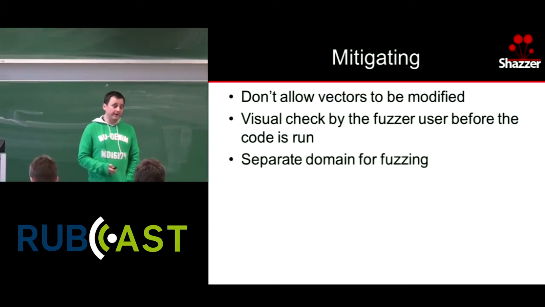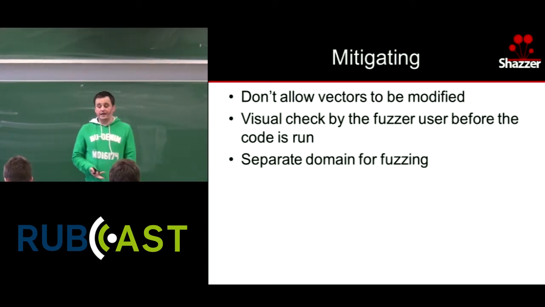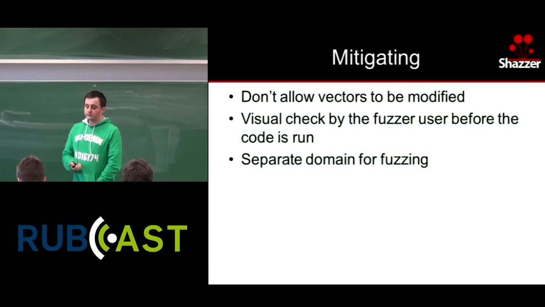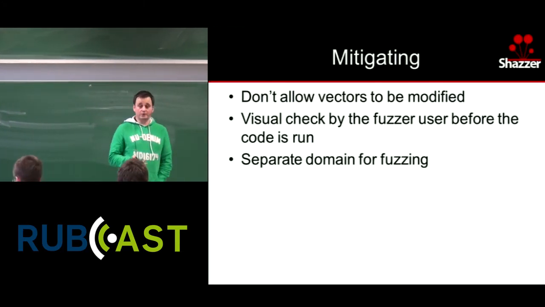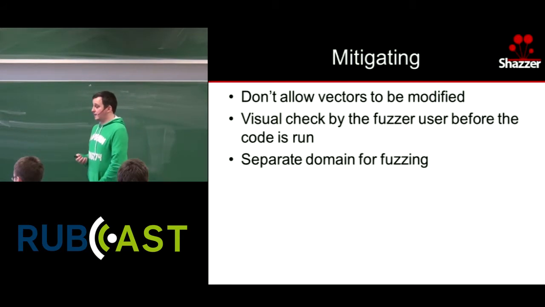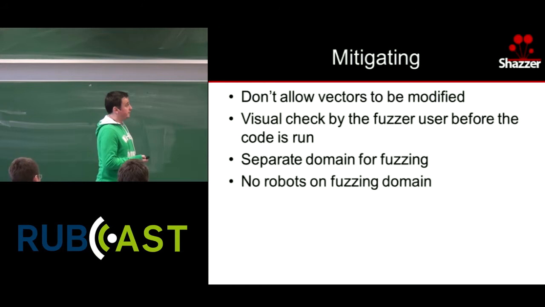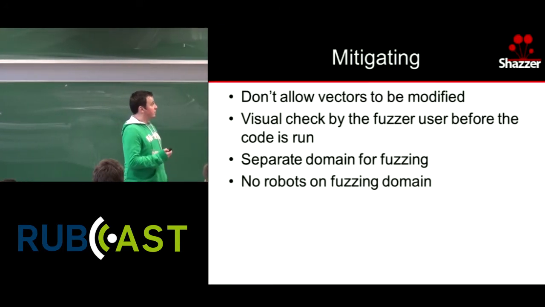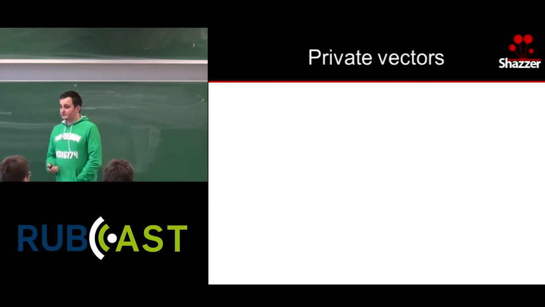So I separate the domain for fuzzing, because I need to execute this code as it would in the browser. There is no other way to do it. So I separate the domain and I execute the code. So no robots on the fuzzing domain, to prevent the search engine evil stuff.